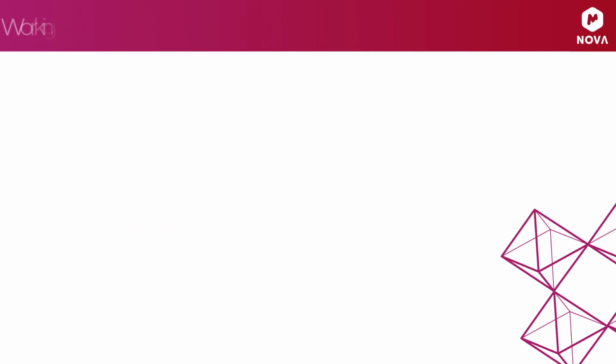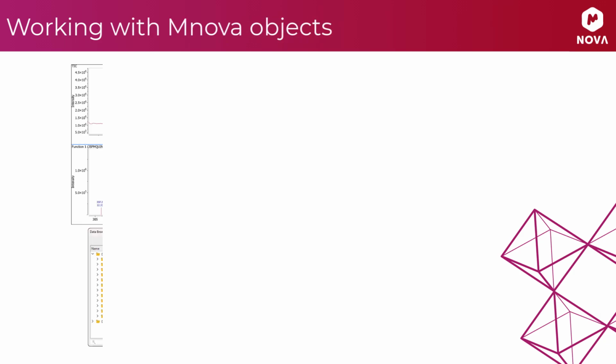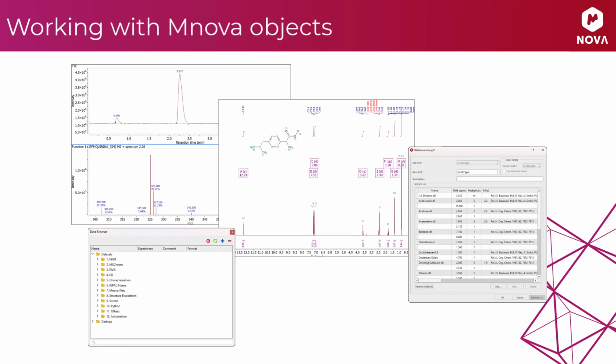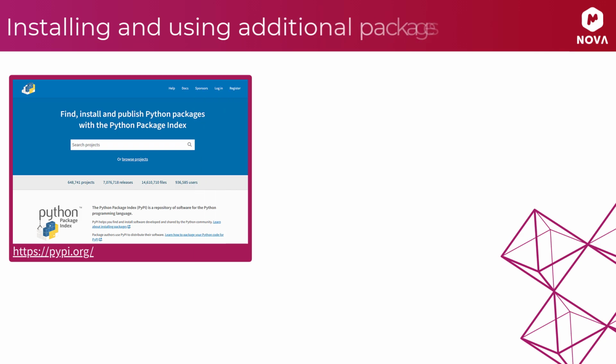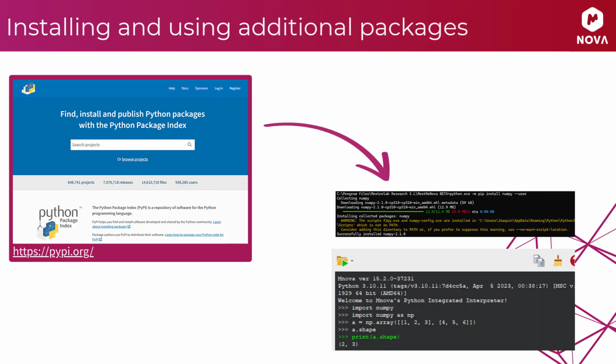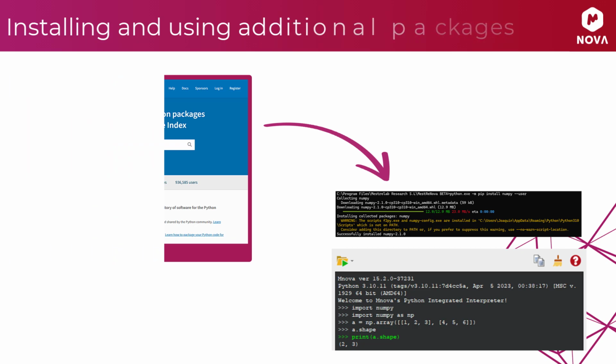The next few episodes will concentrate on working with Mnova objects: NMR, MS, spectra, chromatograms, documents, pages, widgets, and dialogues. We will then take a look at how to install and use additional packages. This is a killer feature for the Python engine.